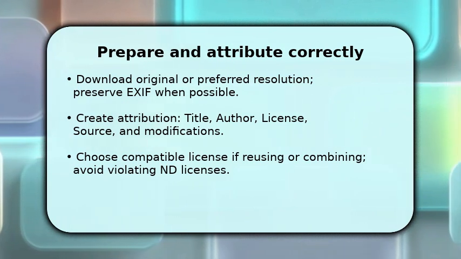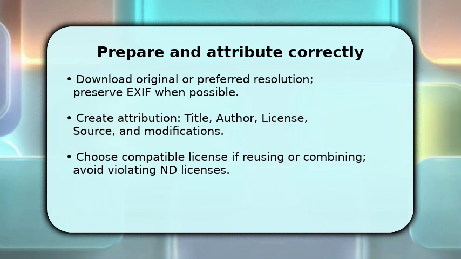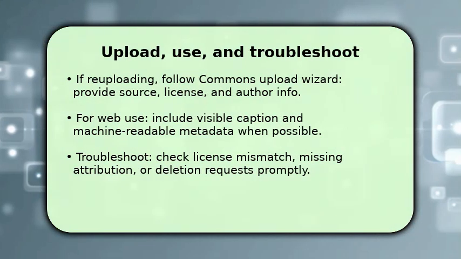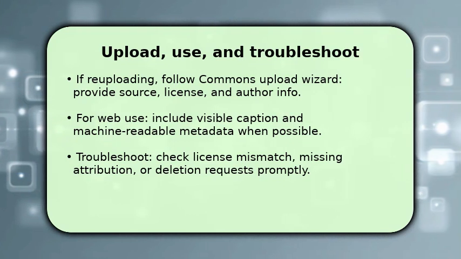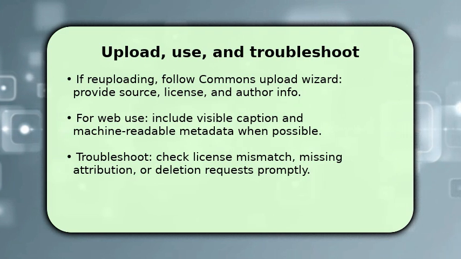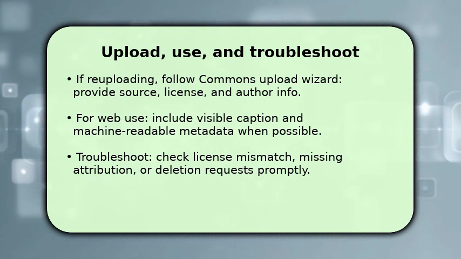Make sure to embed or display the attribution where viewers will see it, such as image captions, credits pages, or alt text for accessibility. To finish, either use the downloaded image with your prepared attribution or upload a derivative to Commons using the Upload wizard, supplying the original source, accurate author, and license details.